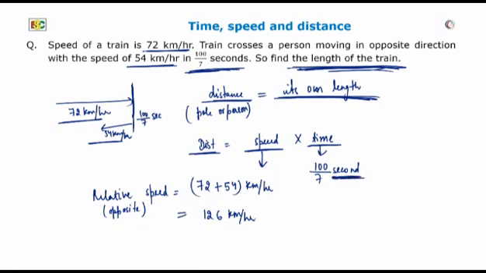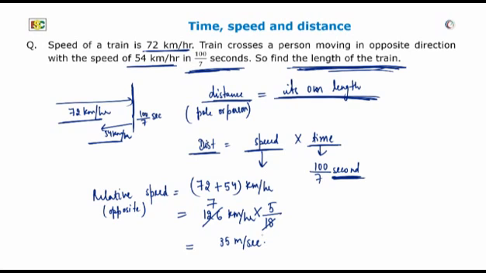Now time is given in seconds, so we have to change the relative speed into meter per second, and that we can do by multiplying it by 5 upon 18, and that will be equal to 126 into 5 upon 18, and this will be equal to 35 meter per second.